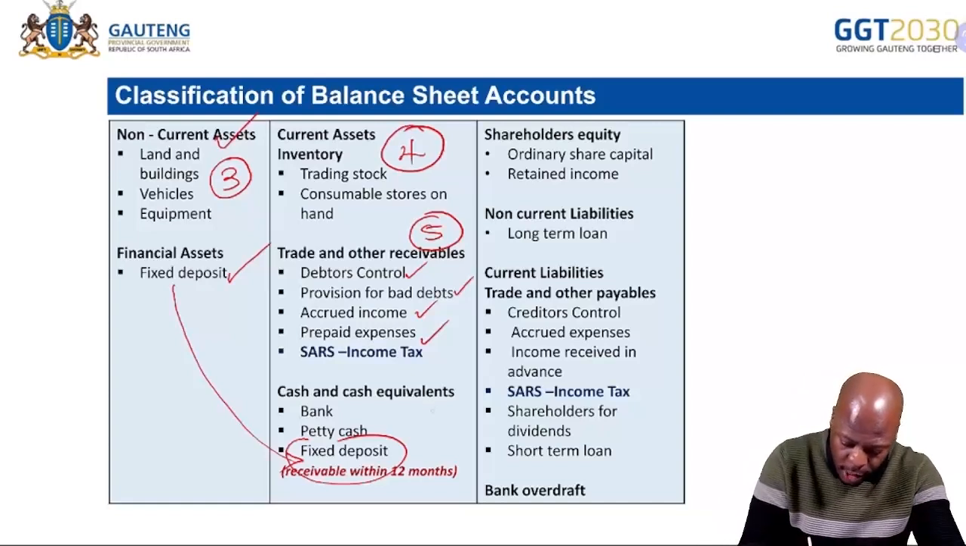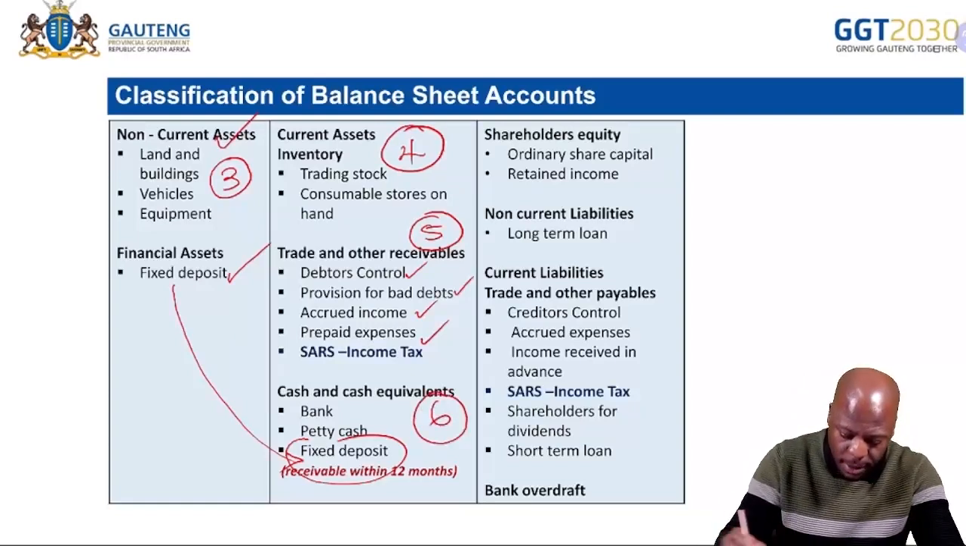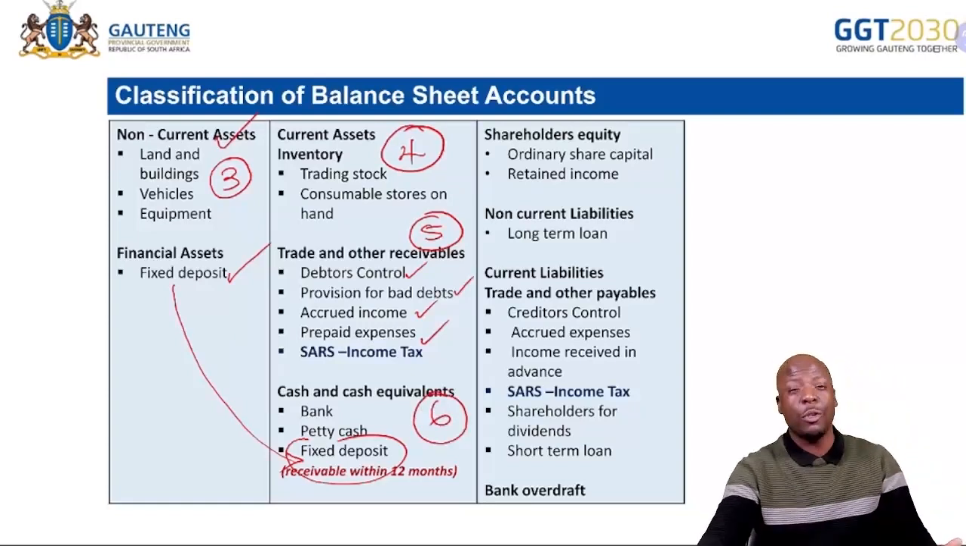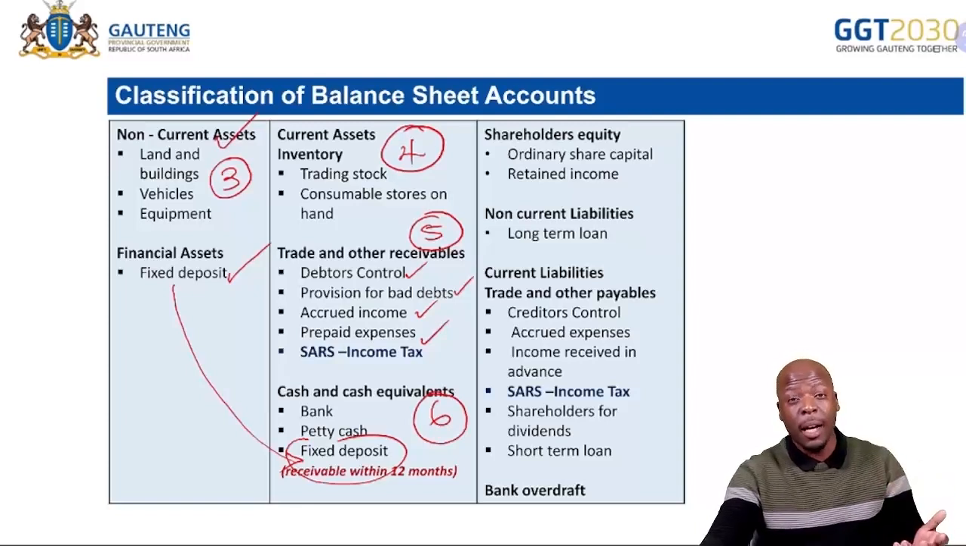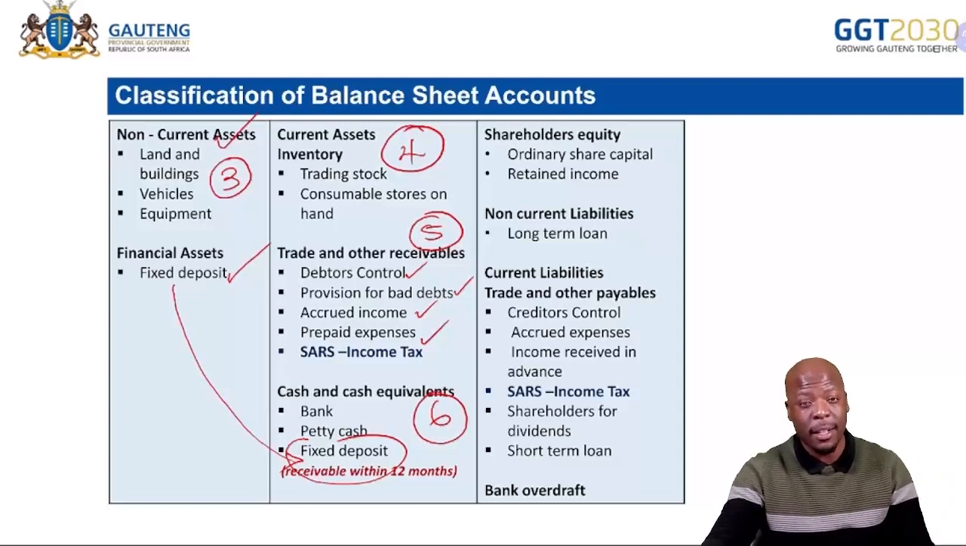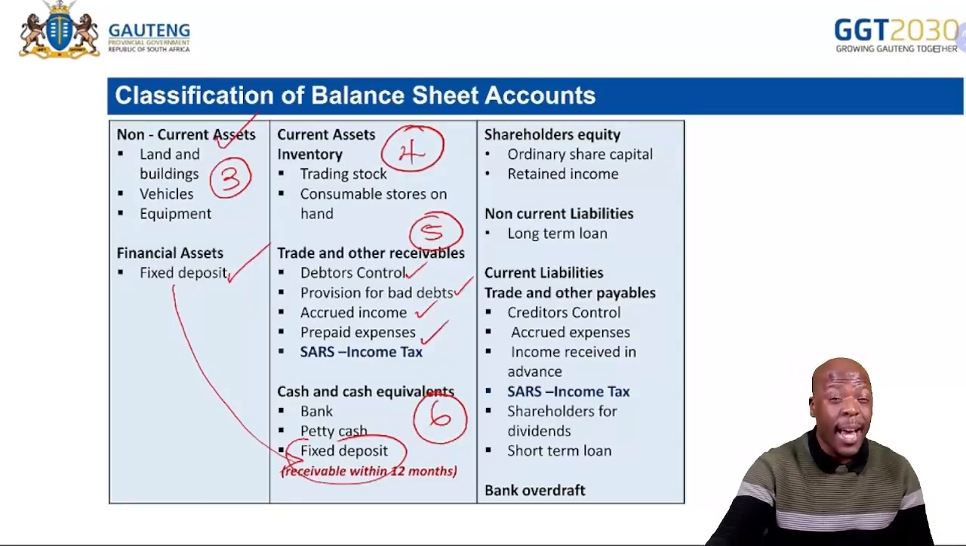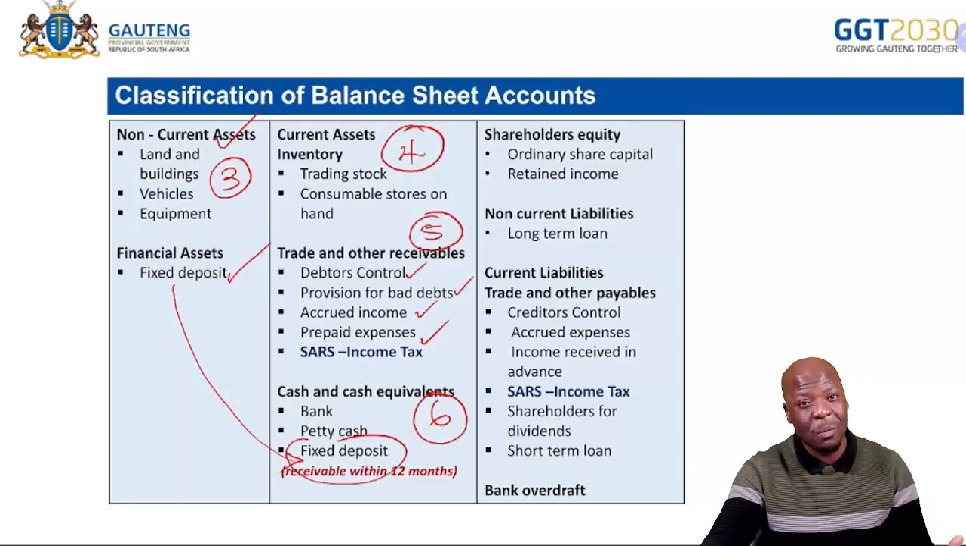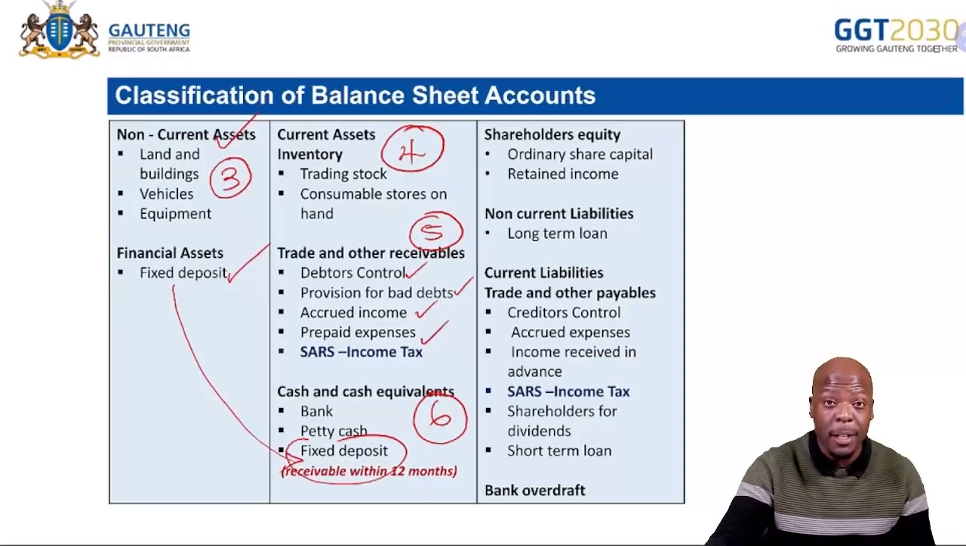And for this, you will have note number 6. So these are things you should know from your head, from your fingertips as you're writing, that when I'm talking about tangible assets, note number 3. When I'm talking about my inventory, note number 4. When I'm talking about my trade and other receivables, note number 5. And when I talk about my cash and cash equivalents, it will be my note number 6.